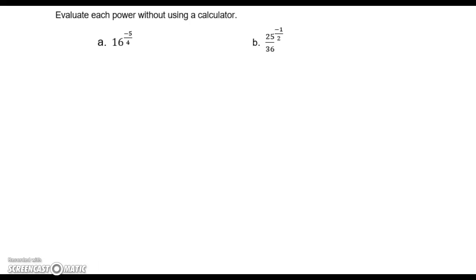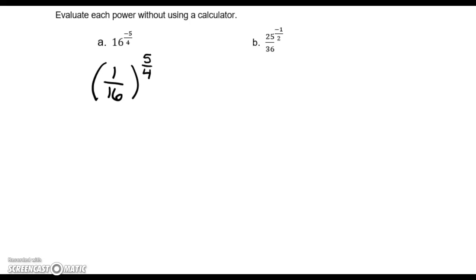So our first step here always is that if we have a negative exponent, we always want to take that reciprocal first, because then we're just looking at examples that we have worked with in previous lessons. So let's take the reciprocal of 16, which is 1 over 16, and then it gets the exact same exponent, it's just now positive. So now we're left with 1 over 16 to the power of 5 over 4.